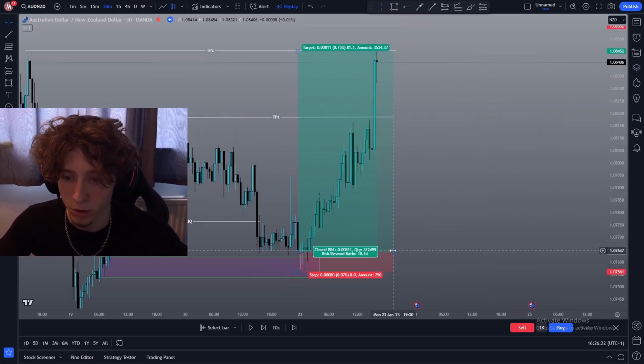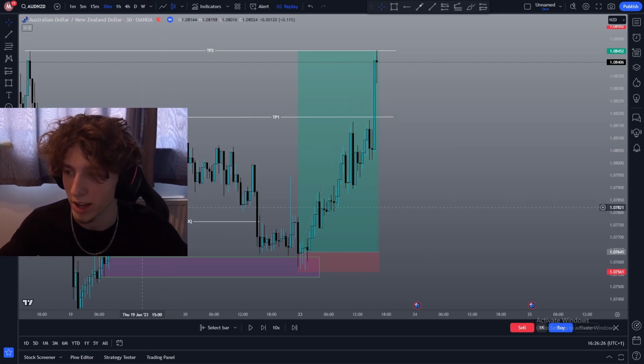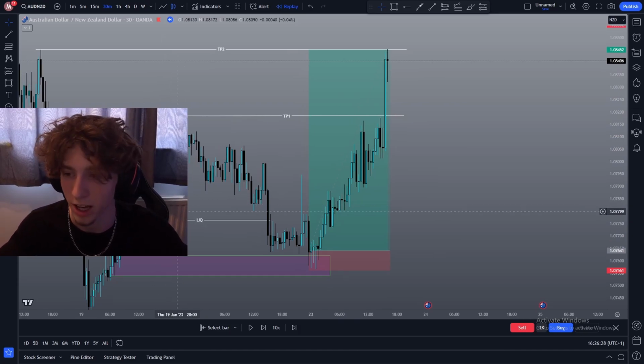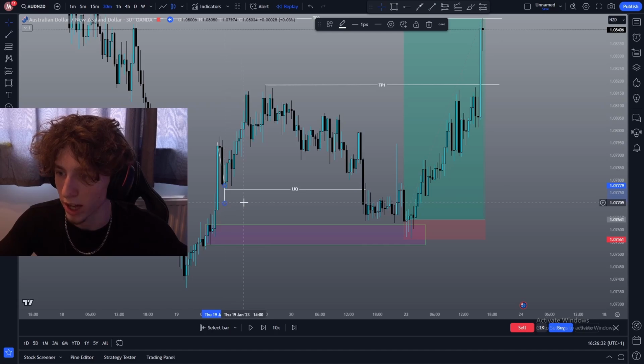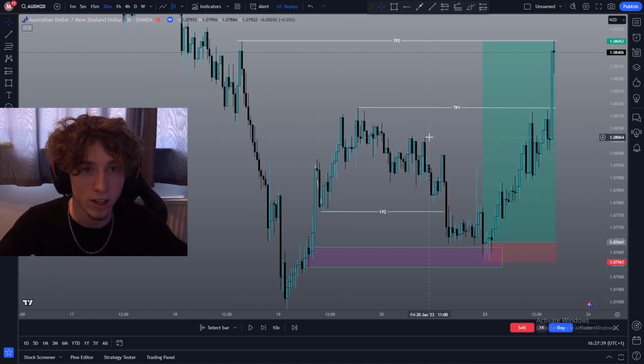So yeah, that's 2 candle liquidity. Obviously, it doesn't have to be 2 candle. It could be more than that. This is just an example of perfectly 2 candles. This could have come down a few more candles and it would have been even better if anything. But yeah, that's that.